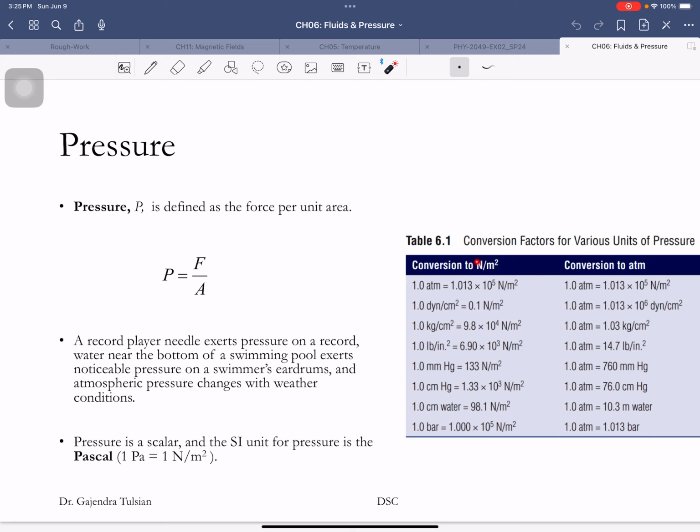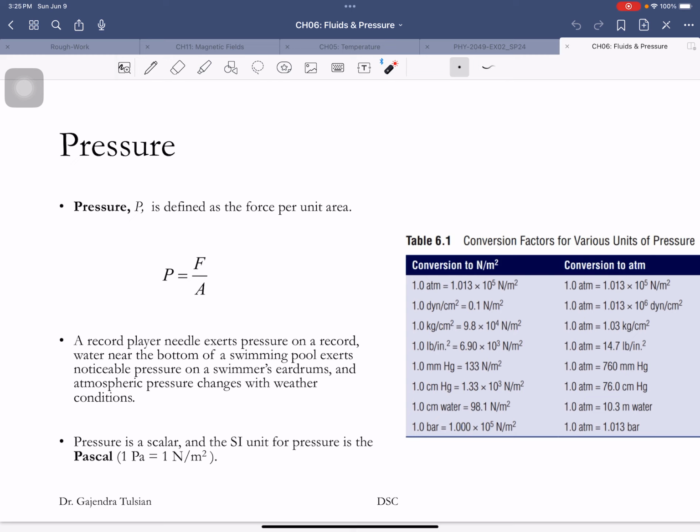So here are some pressures. This is in SI units. Okay, 1 atmosphere. 1 atmosphere is 10 to the power 5 pascals. Roughly 1.013 times 10 to the 5 pascals, so we'll say 10 to the 5 pascals. 1 atmosphere in pounds per square inch is about 15 pounds per square inch.